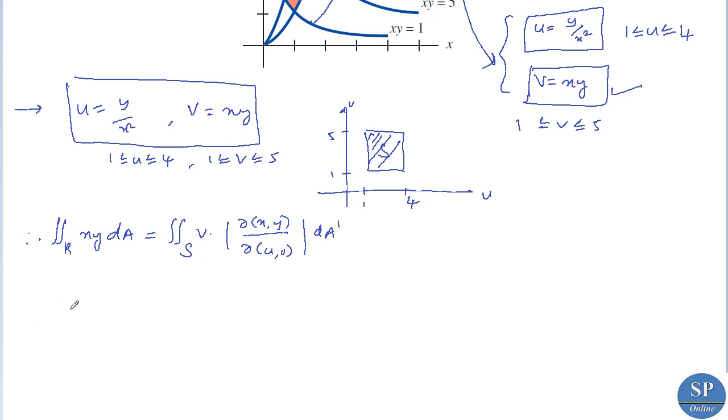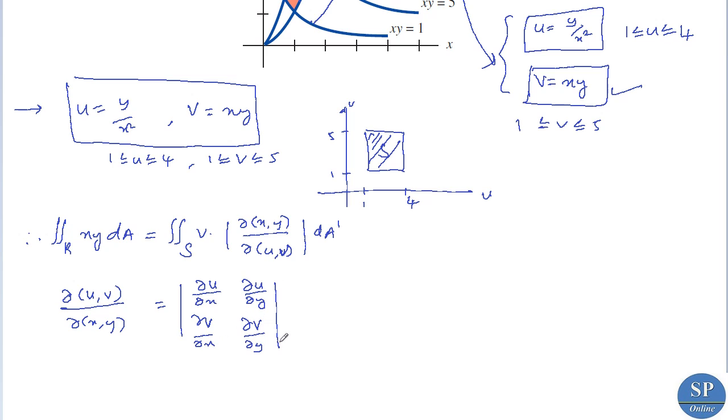For that, first we can find dou uv divided by dou xy, and once we find this, we will get dou xy divided by dou uv as the reciprocal of this. We know dou uv divided by dou xy is the determinant of dou u by dou x, dou u by dou y, dou v by dou x, dou v by dou y. Since u equals y by x square, dou u by dou x is minus 2y by x cube, and dou u by dou y is 1 by x square.